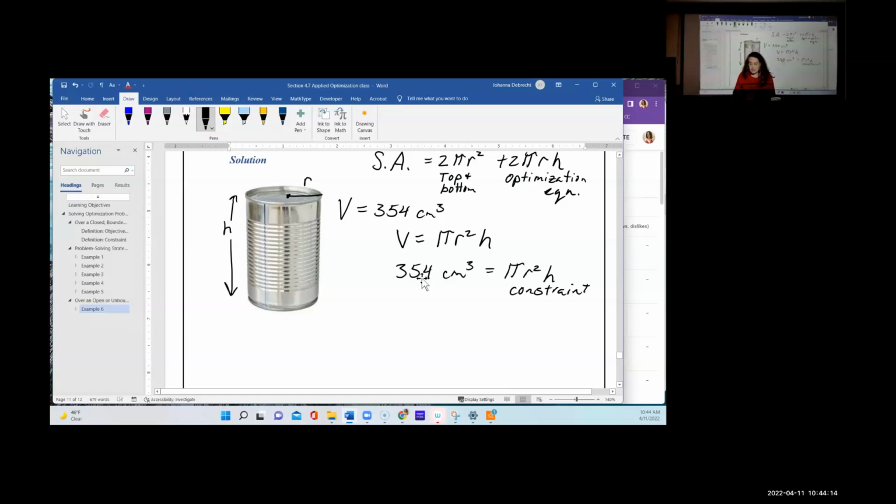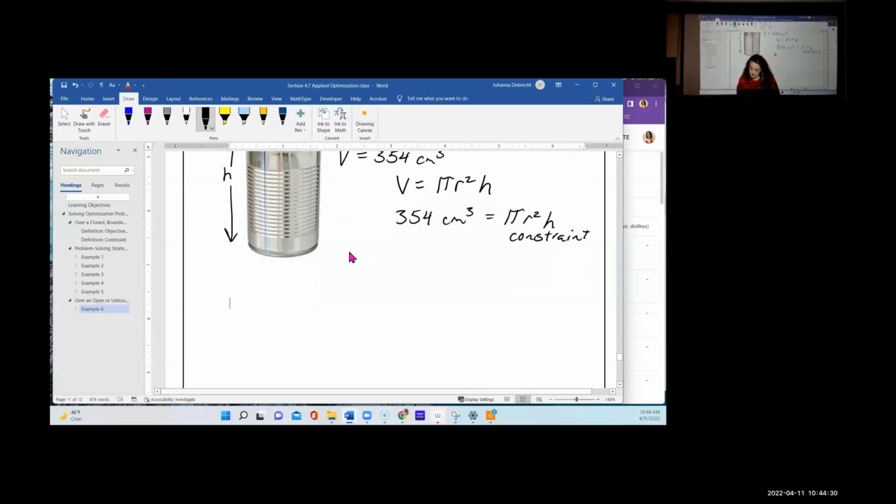And I'm probably going to solve this for h, since that would probably be simpler than solving for r, given that I'd have to take the square root. So instead, I'm going to solve it for h. And this gives me h equals 354 cubic centimeters over pi r squared.